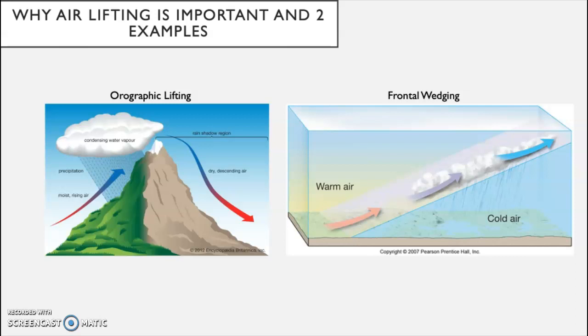Two types of airlifting listed below are the orographic lifting, which occurs when air is forced to rise over a mountainous barrier, and frontal wedging, which occurs when warmer, less dense air is forced over cooler, denser air.